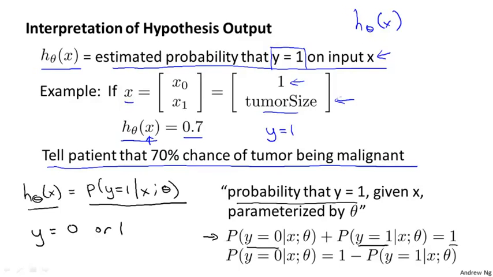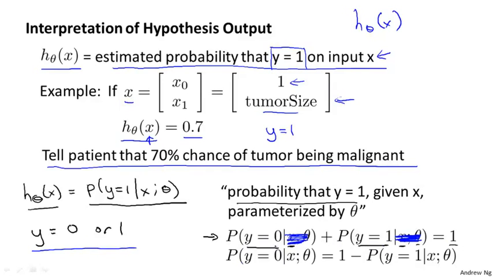This first equation looks a little bit more complicated, but it's saying that the probability of y equals 0 for a particular patient with features x, given our parameters theta, plus the probability of y equals 1 for that same patient, given our parameters theta, must add up to 1. If this equation looks complicated, feel free to mentally imagine it without the x and theta. It just says the probability of y equals 0 plus the probability of y equals 1 must be equal to 1. And we know this is true because y has to be either 0 or 1.